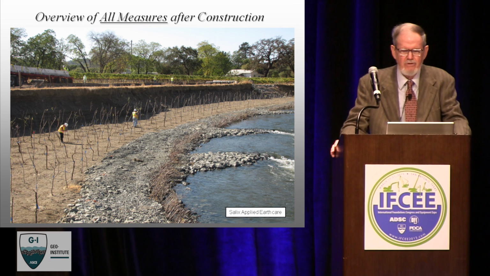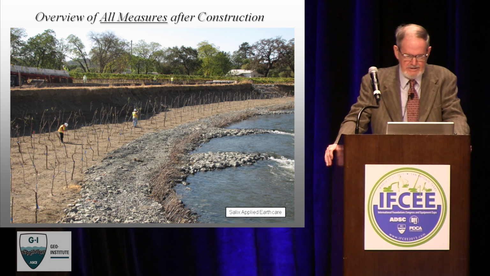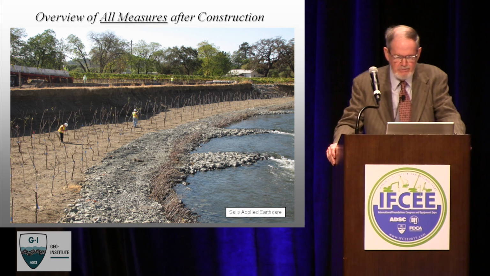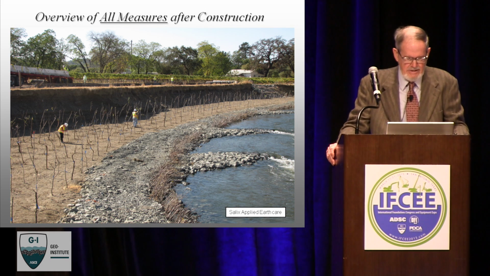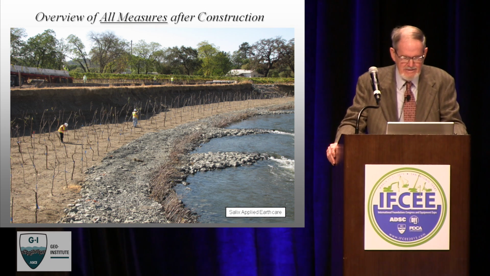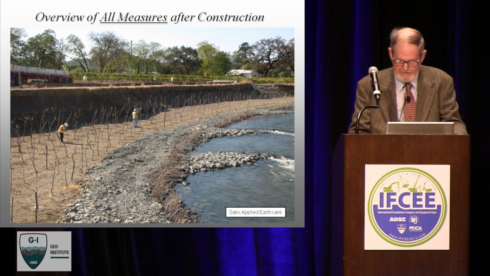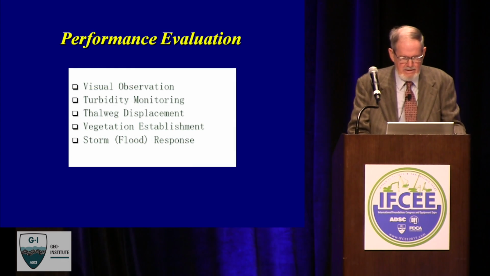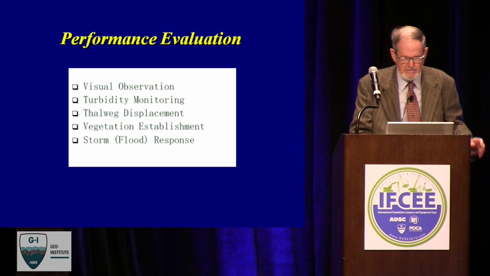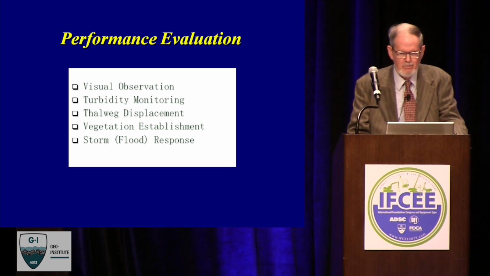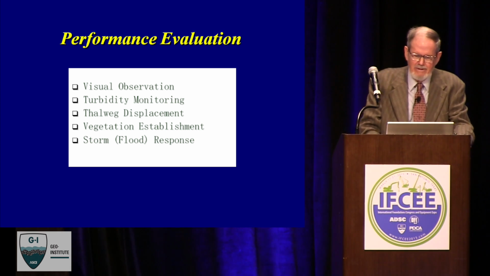Well, here's an overview of all the measures after construction. Most of the major stabilization measures are visible in this photo, namely the rock pad, the rock veins, live siltation, the low flood terrace, and the willow pole plantings. Performance evaluation consisted of the following: visual observation, turbidity monitoring, the thalweg displacement, vegetation establishment, and the storm flood response.